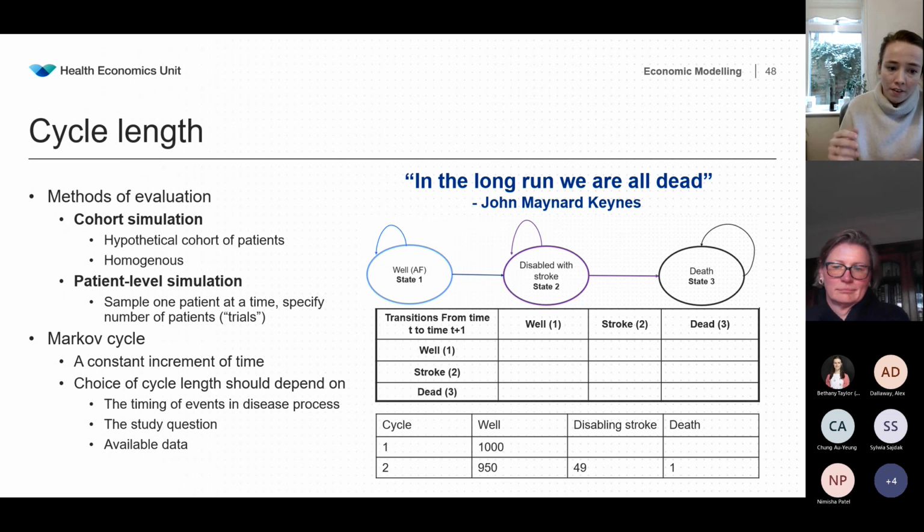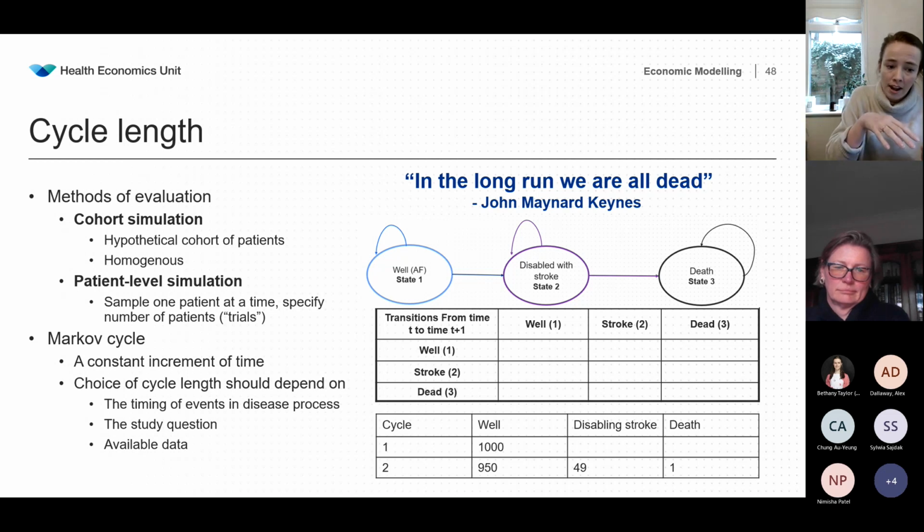In cohort simulations, you'll have a hypothetical cohort of patients. They're homogeneous and they move through a system from well to death. In a patient level simulation, you'll sample one patient at a time or specify a number of patients in trials. A Markov cycle is that constant increment of time. Each time that you run the cycle, everybody is going to end up in one of your circles.